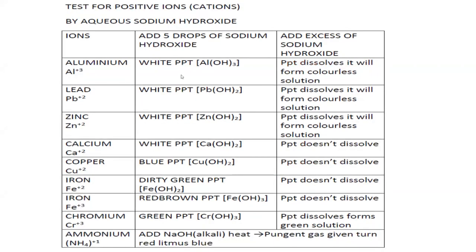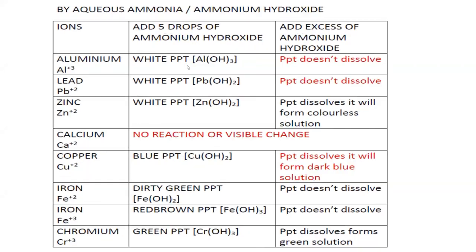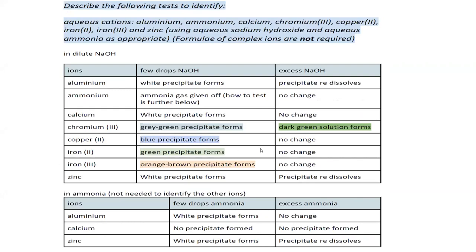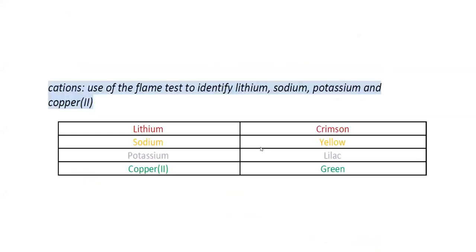As I mentioned, all the observations in the video are for the positive ions, adding sodium hydroxide and aqueous ammonia. These are all summaries shown regarding that. And then you have to learn the flame test. Flame test means using the color of the flame, we can identify what kind of metal is present. If it is lithium, it will be crimson red. Sodium, it will be yellow. Potassium, it will be lilac. And with copper, it will be green.